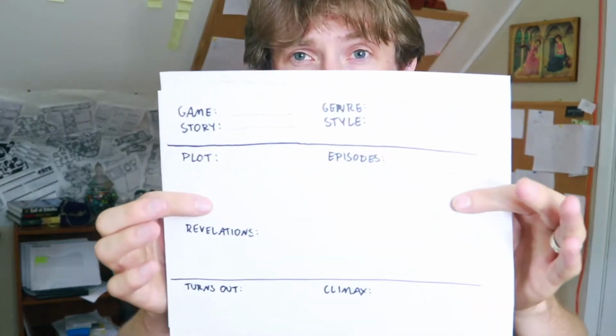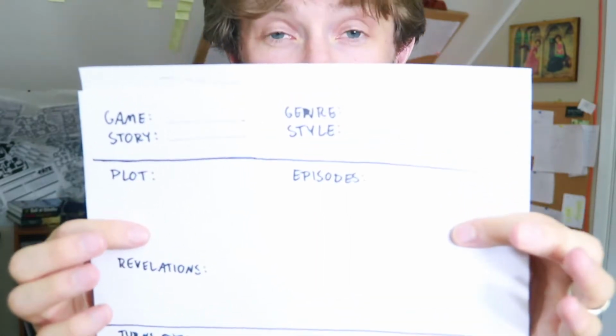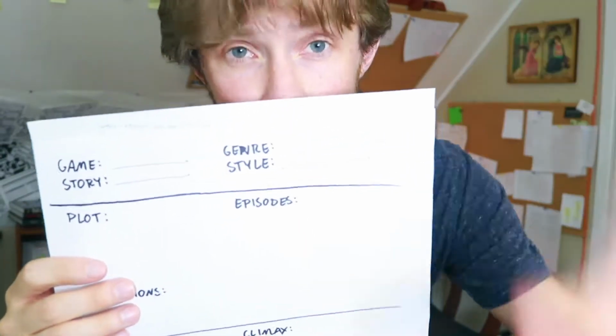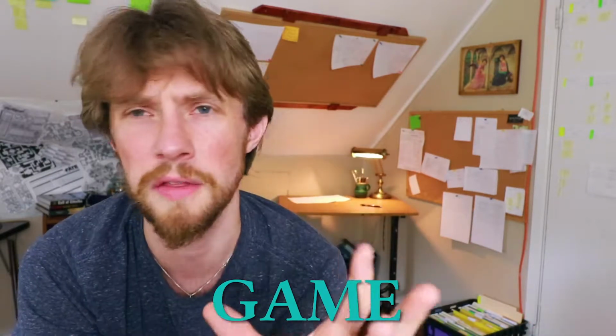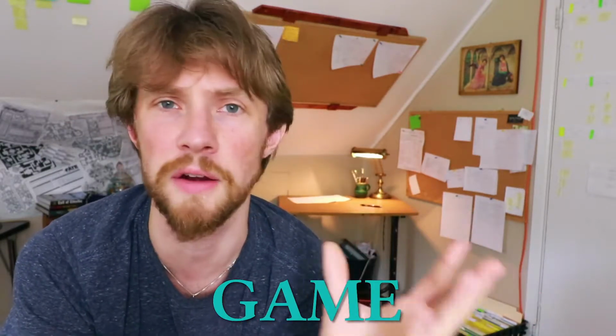This is the overview sheet. It has the 9 elements that you need to sum up any story: game, story, plot, genre, style, revelations, episodes, turns out, and climax. The game is what are we playing? All the kind of things that would be summed up in the title sequence of a show.